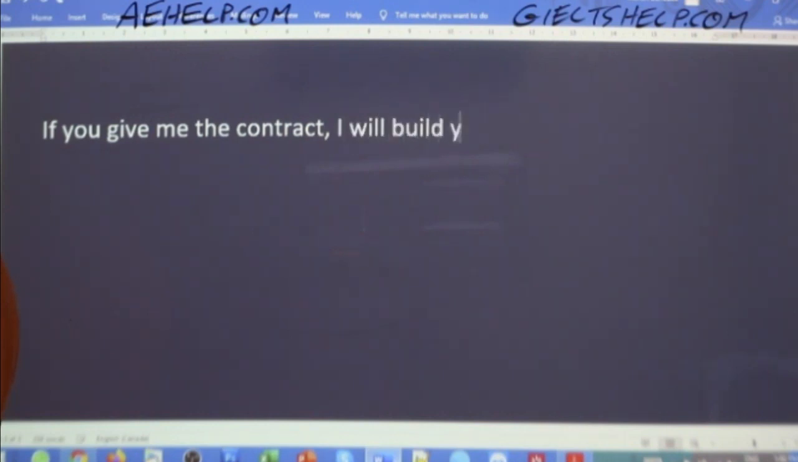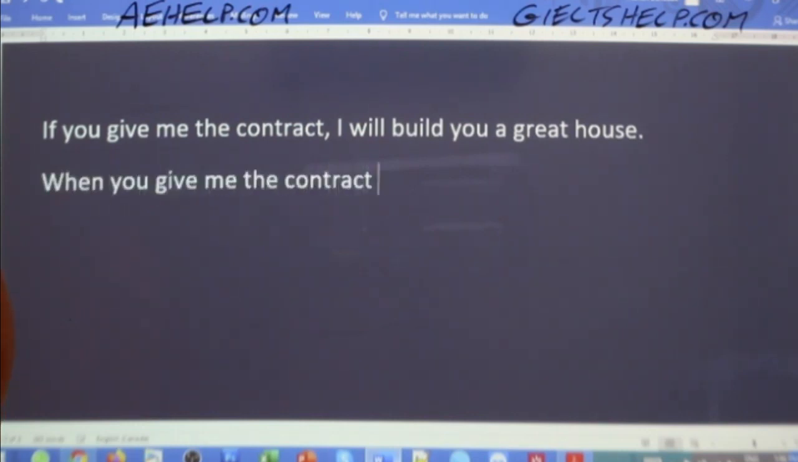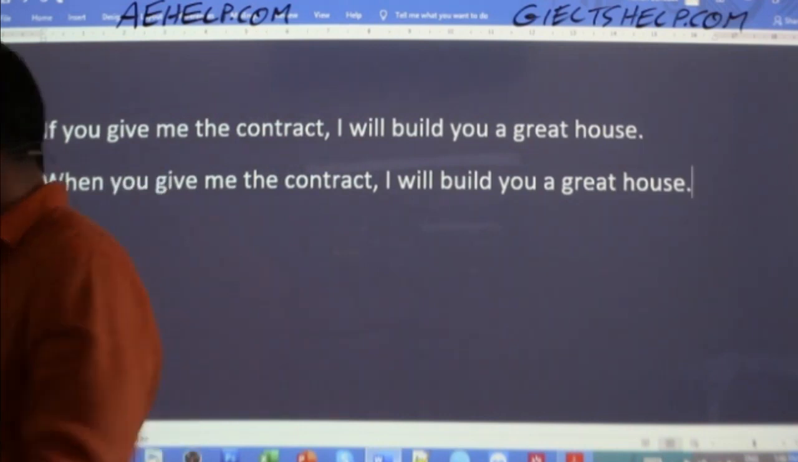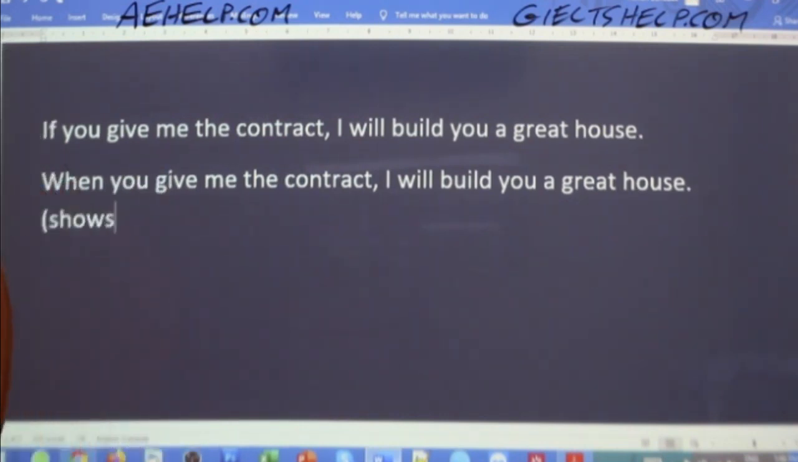I'll give you an example. If you give me the contract, I will build you a great house. When you give me the contract, I will build you a great house. Okay? These two look very similar. However, to a native speaker, this one shows more confidence.